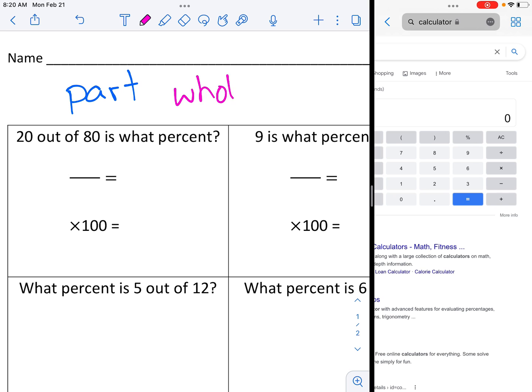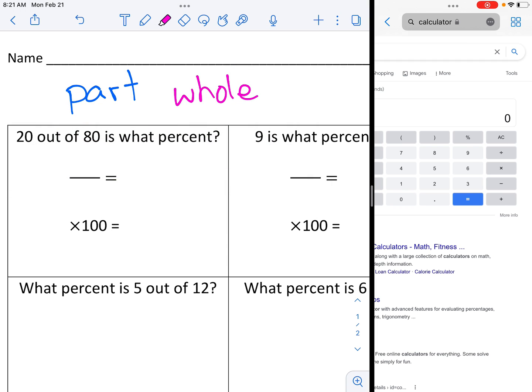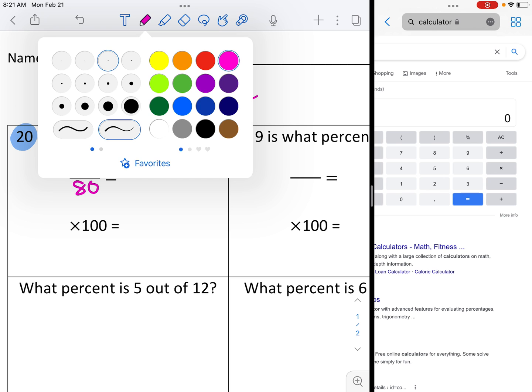So we have to figure out which one is which, and it's not always that the whole is the bigger one. We've had posters in our classroom for a really long time about the word whole, and oftentimes we see the word of. So if I can find the word of, the number after it is the whole. So there's 80. So that means that 20 is the part. All right, so the 20 goes on top.